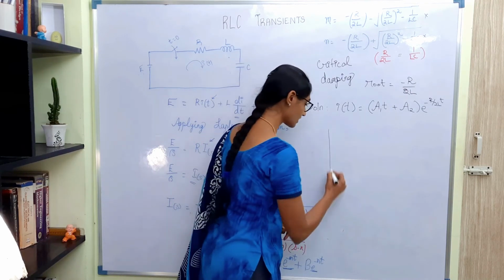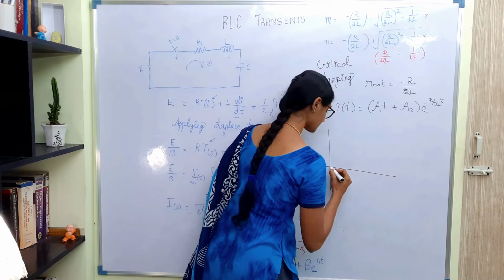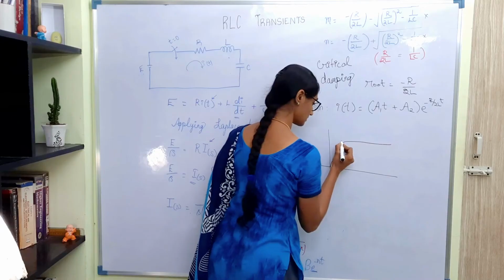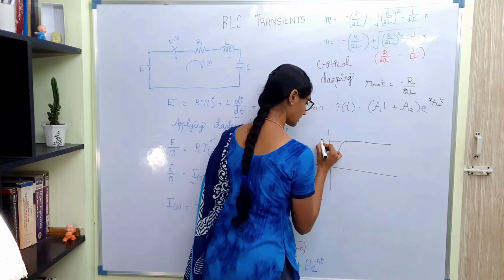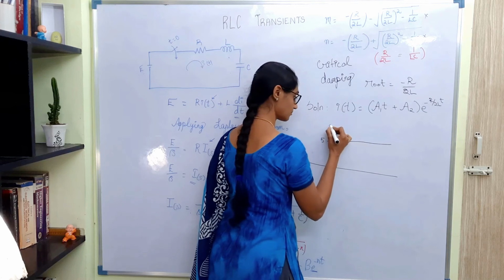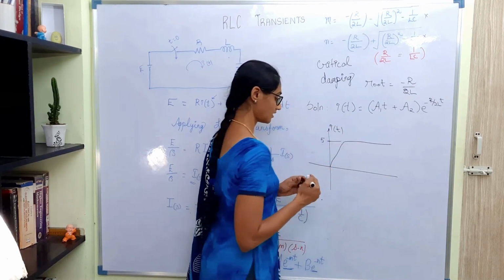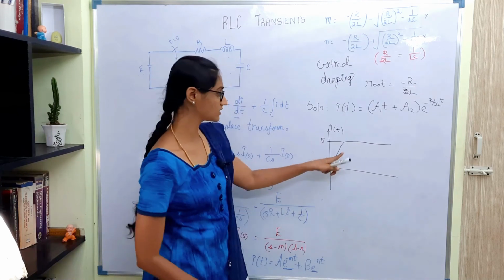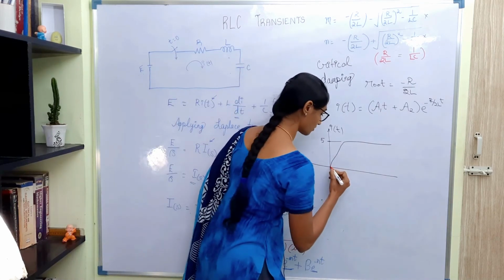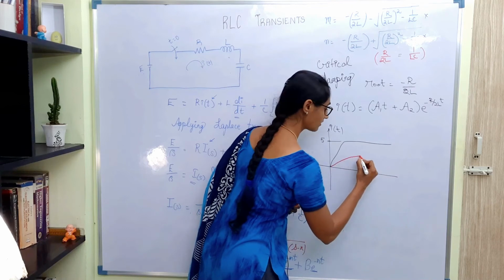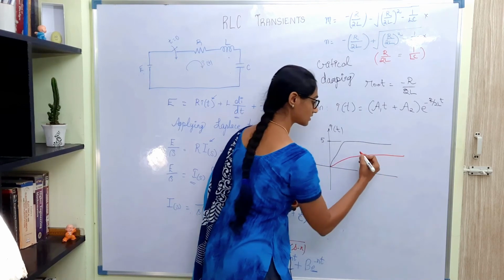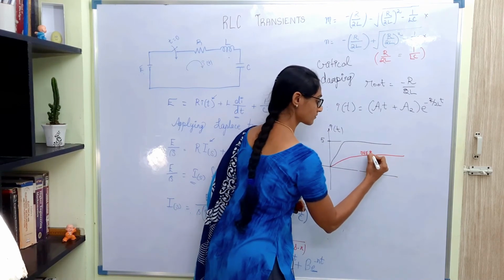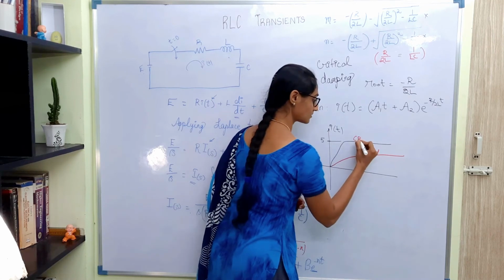The response of the critical damping will be like this. Say for example the final value is 5. Just for example, I am just giving you. If it is an overdamped system, in that case the response will not be this fast. It will be very slow. It will settle after a really long time. This is an overdamped system and this is a critically damped system.